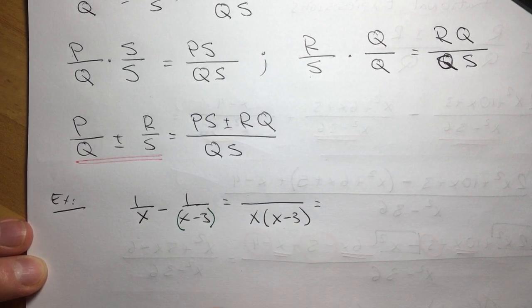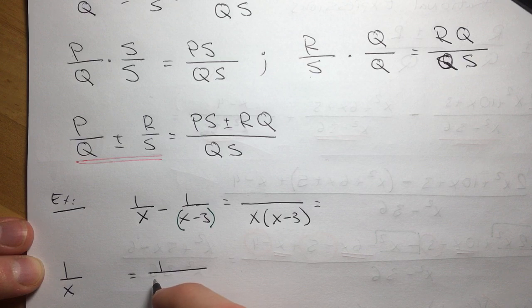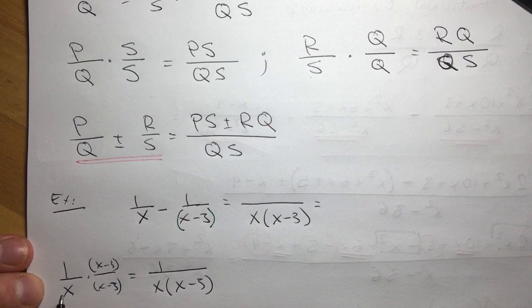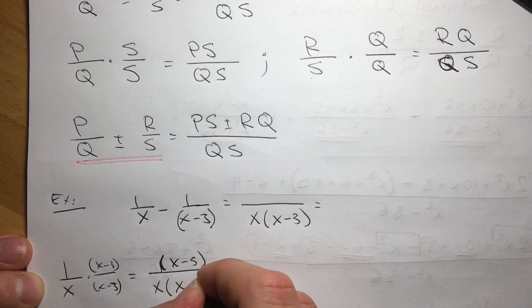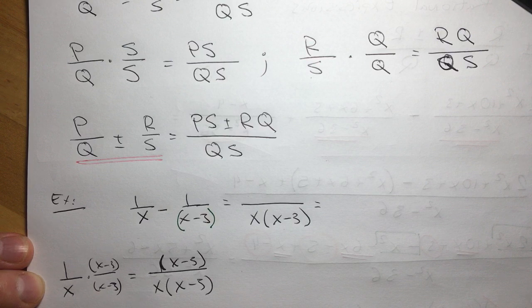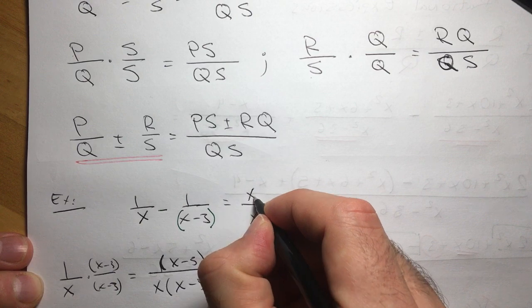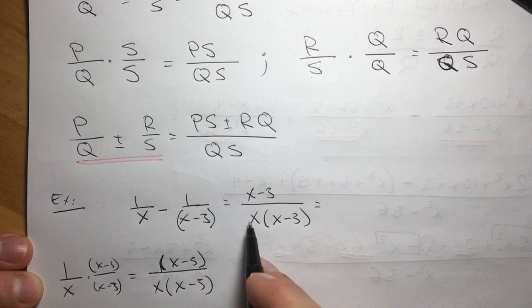So what will I have in the numerator? Well, what is 1 over x with denominator x times x minus 3? Well, if I just multiply this by x minus 3 and divide it by x minus 3, then I'll get the same expression, right? The same value. 1 times x minus 3 is just x minus 3 over x times x minus 3. So 1 over x becomes x minus 3 over this.